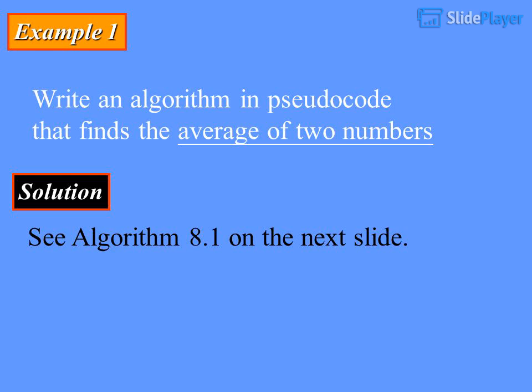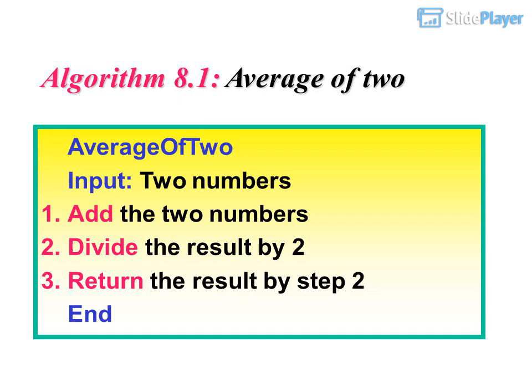Write an algorithm in pseudocode that finds the average of two numbers. Example 1. Write an algorithm in pseudocode that finds the average of two numbers. Solution. See Algorithm 8.1 on the next slide. Algorithm 8.1, average of two numbers. Input, two numbers. 1. Add the two numbers. 2. Divide the result by 2. 3. Return the result of step 2.